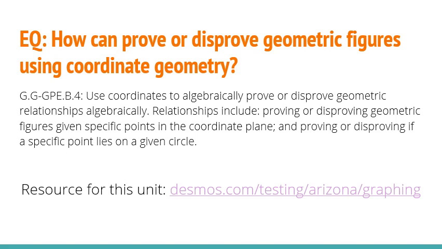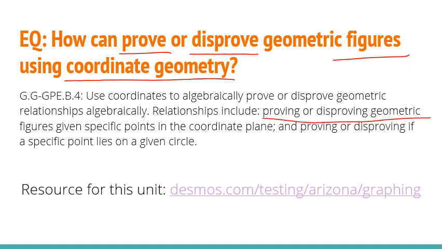All right, what you're going to see today is a lot of the things we've been working on really kind of come together into one lesson. So our goal here is we want to figure out how we can prove or disprove geometric figures using coordinate geometry. Another way to think about this, we're getting into this part of the standard here, proving or disproving geometric figures. And what we're really doing is using the distance and the slope formula to do that. So something you're already familiar with, but now we're going to put it all together.